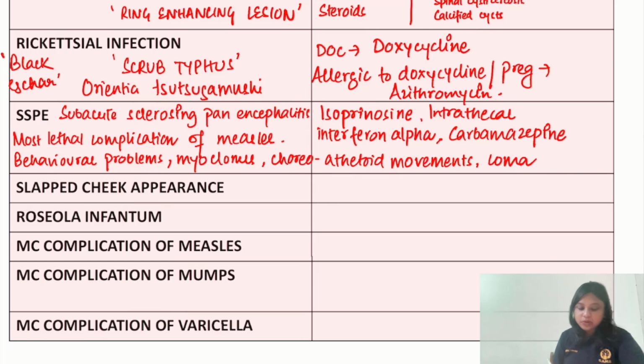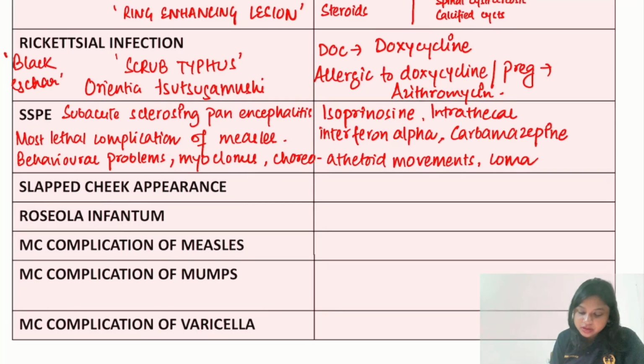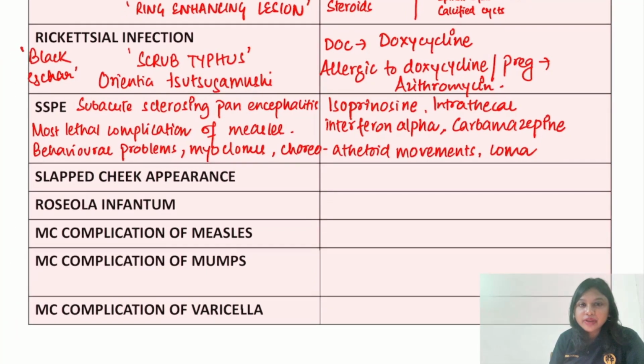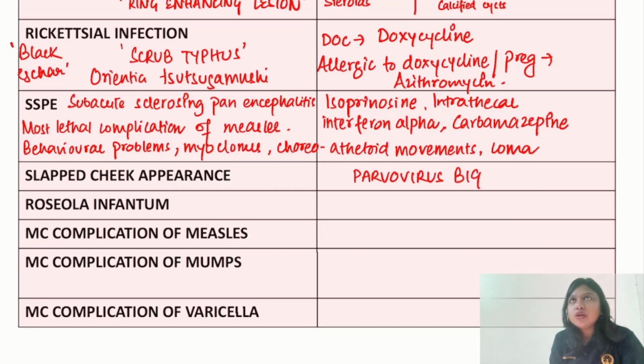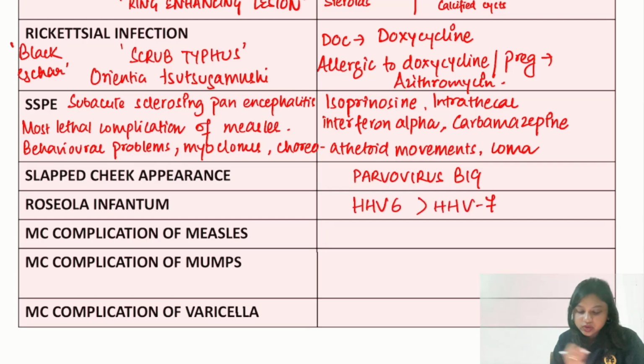Slapped cheek appearance you get in case of parvovirus B19. In parvovirus B19 you also get the glove and stocking appearance, arthritis, pure red cell aplasia, erythema infectiosum, right? But whatever you remember, slapped cheek appearance is parvovirus B19. Roseola infantum is found in HHV6, also in HHV7, but it's more commonly found in HHV6.